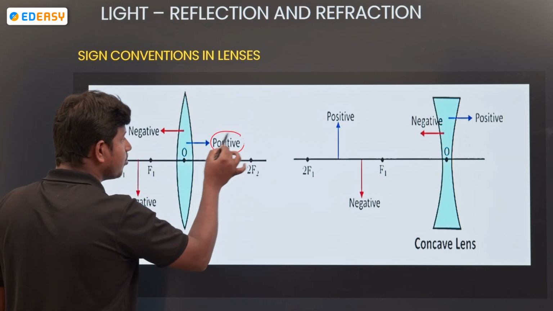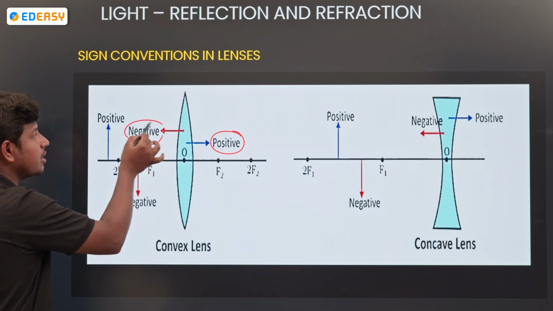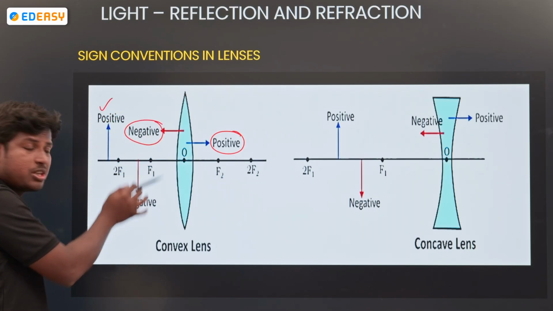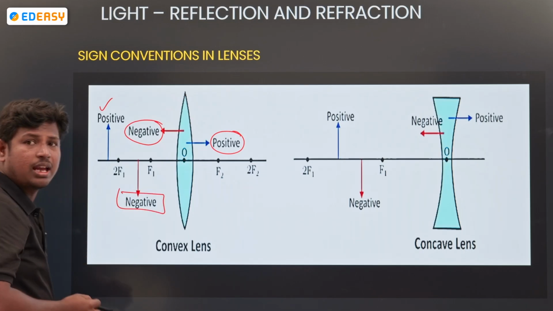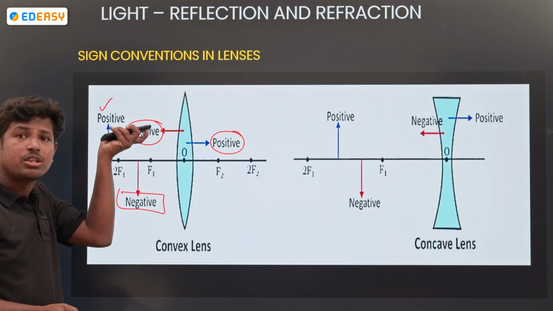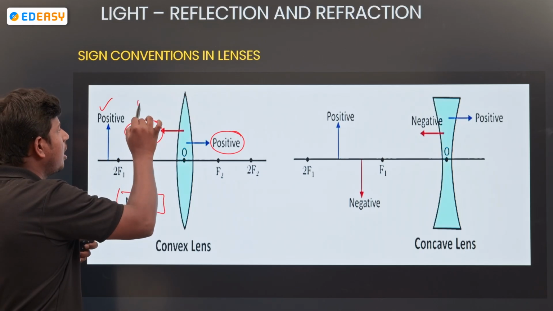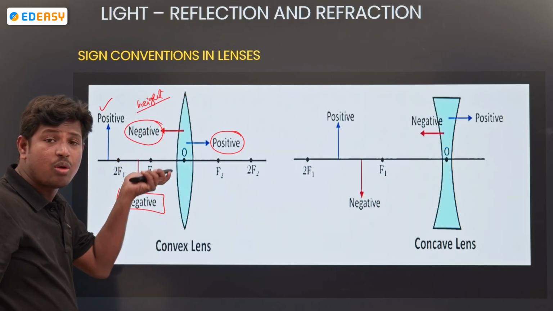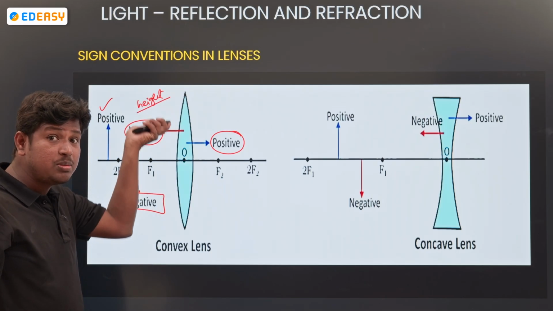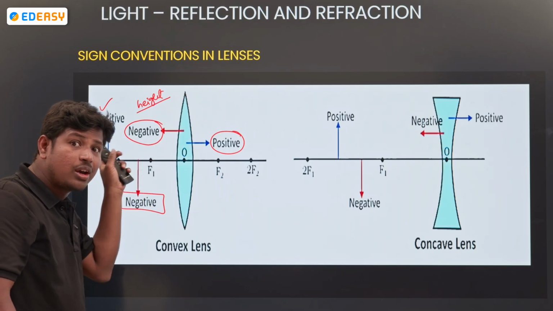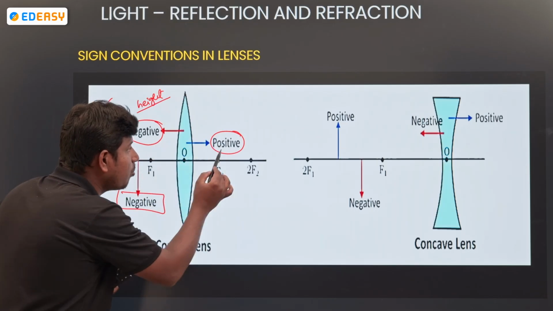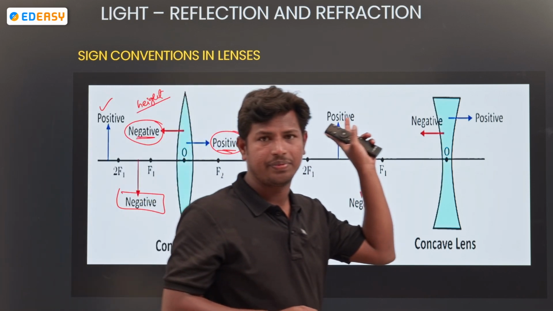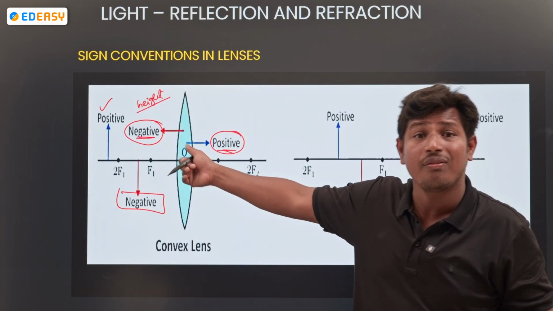Along the direction, positive; opposite to the direction, negative. Above the principal axis positive, below the principal axis negative. For heights, you have to check above or below. Above means positive, below means negative. Along the direction of the incident ray positive, opposite to the direction of the incident ray negative. Remember. This is for the convex lens.